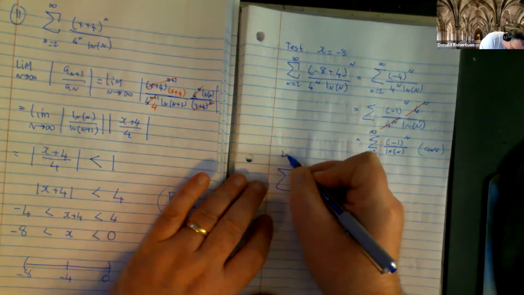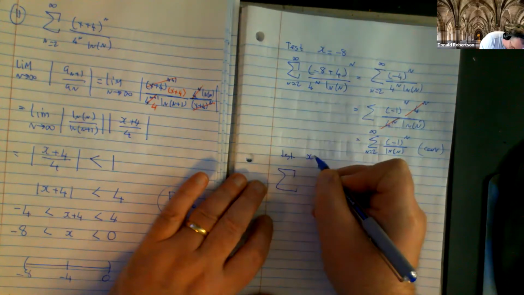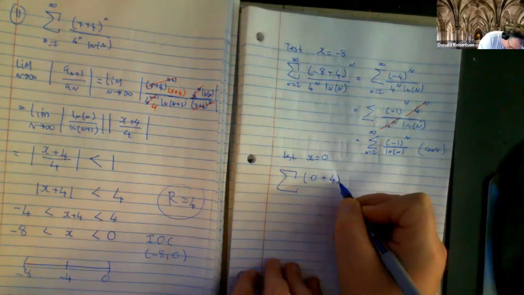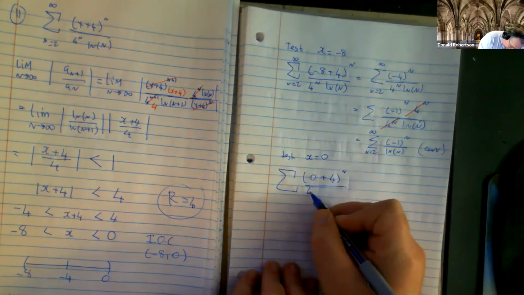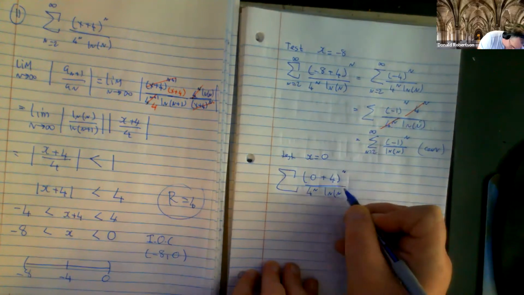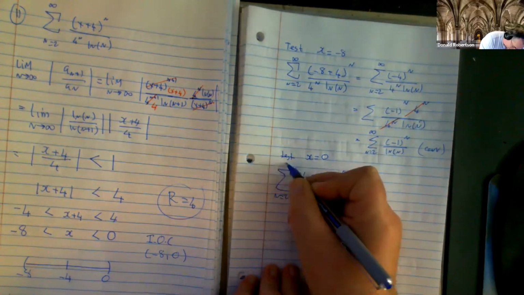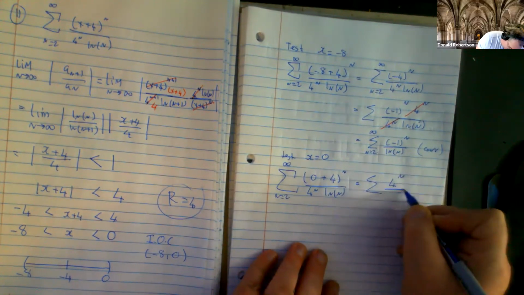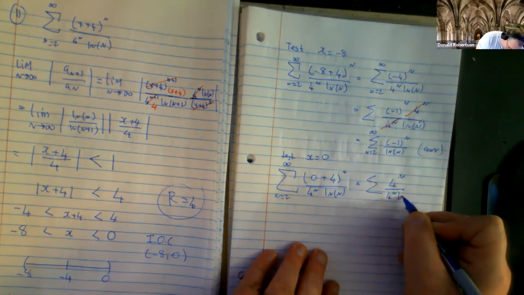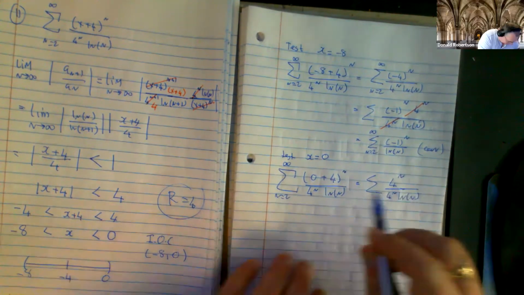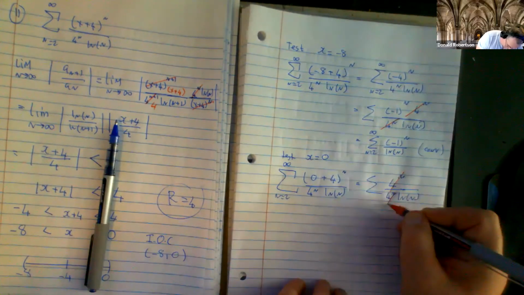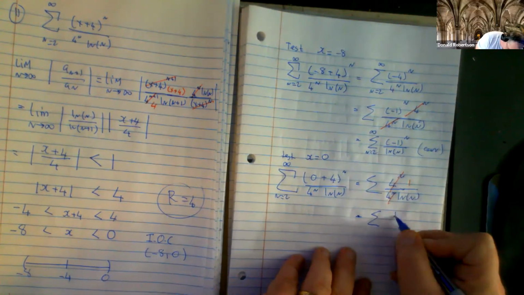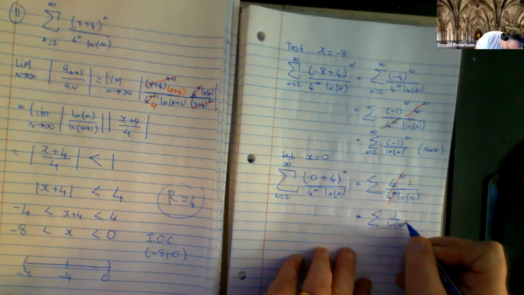Well, we still have to test x equals 0. So that's going to be 0 plus 4 to the n, 4 to the n, natural log of n. And that becomes 4 to the n over 4 to the n, natural log of n. We get a nice cancel. And now we are left with that guy.